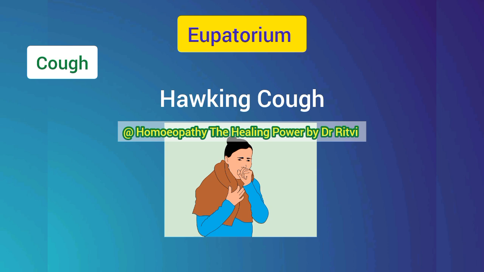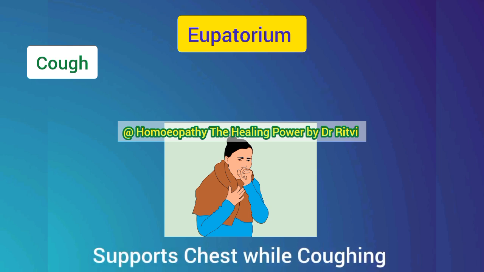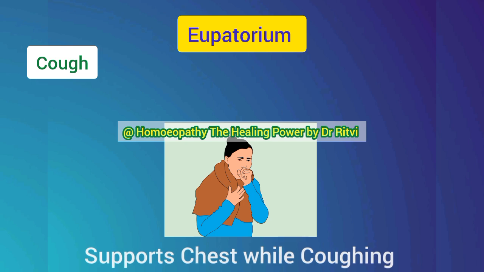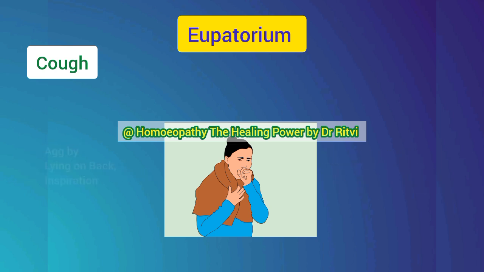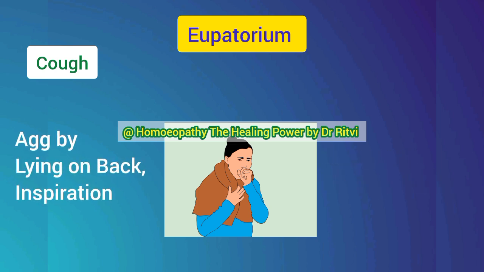And friends, while coughing, here the patient has to support his chest with the hands, just like bryonia. Here the expectoration is very scanty, but the patient suffers from very sharp pain during inspiration. Along with that, there is soreness of chest felt by the patient. And friends, all of these complaints are again aggravated by lying on back and from inspiration, that is while inhaling.